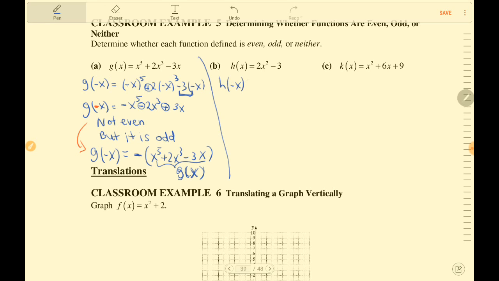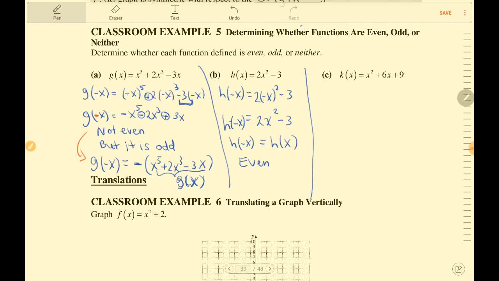h of negative x is equal to 2 times negative x quantity squared minus 3. When I simplify this, the negative x times a negative x will be a positive x squared, so I'll get 2x squared minus 3. So h of negative x is actually the same as regular h of x. So this is even. Now, it's only going to be one or the other. I meant to say, obviously, if you discover it's even, then it isn't odd. You don't have to do 2 tests. So when you're testing for even or odd, you do one step only.